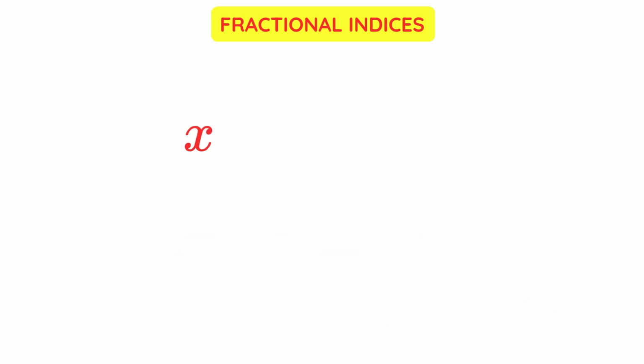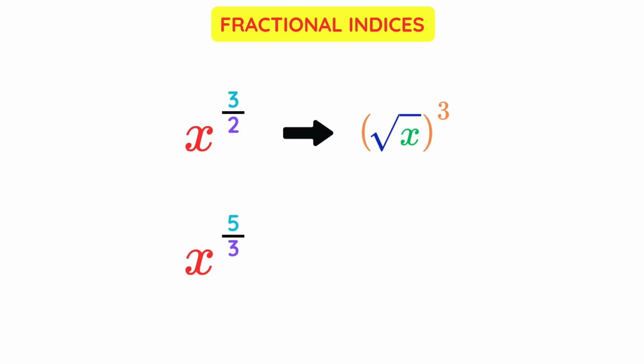For instance, x to the power of 3 over 2 means the square root of x is calculated first, and then the result is cubed. X to the power of 5 over 3 means the cube root of x is calculated first, and then the result is raised to the power of 5.